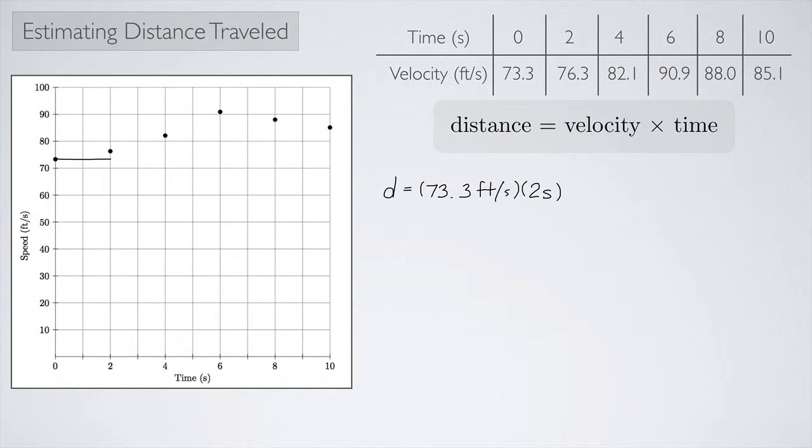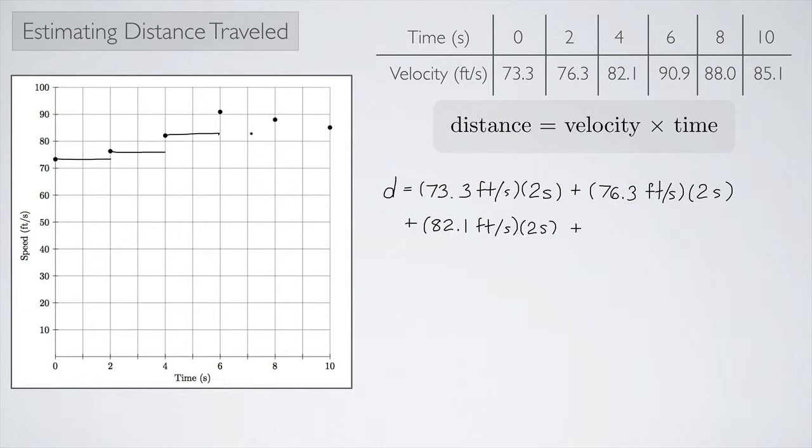How about this? Then for the next one, we'll have it jump up to this value here, and we'll say that it stays constant. In this case, that's 76.3. So for the next 2 seconds, I can tack on 76.3 feet per second times 2 seconds. Okay, you can see what we're going to do here. We're going to keep doing this idea of picking constant intervals so we can use this formula. So now we're going to use 82.1 feet per second for 2 seconds.